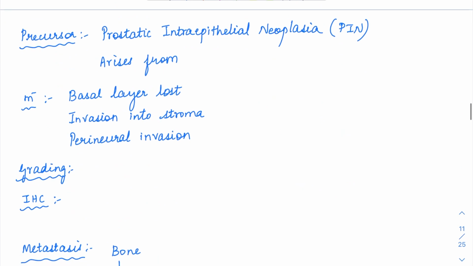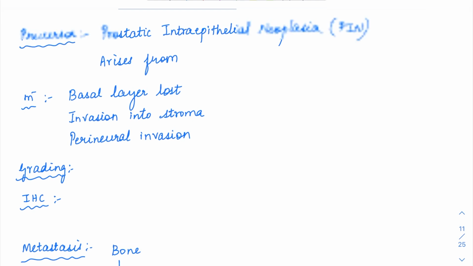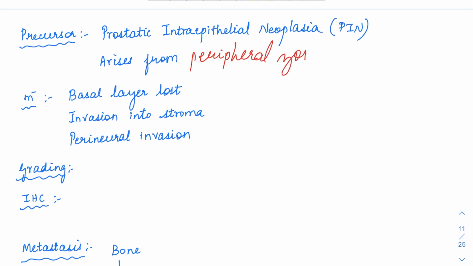Then the precursor lesion for prostatic cancer is again an intraepithelial neoplasia, called prostatic intraepithelial neoplasia, given the term PIN. Okay, so the prostatic intraepithelial neoplasia and the prostate cancer is going to arise from the peripheral zone. So nodular hyperplasia of the prostate was arising from the transitional zone, while prostatic cancer is arising from the peripheral zone, the outermost zone.